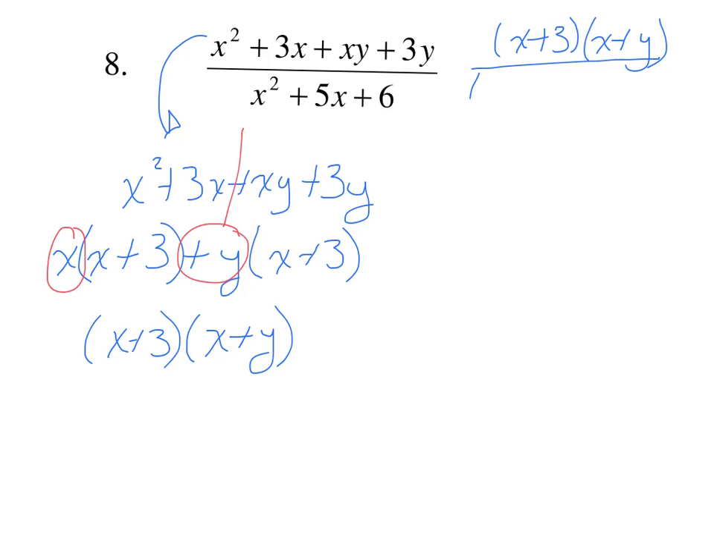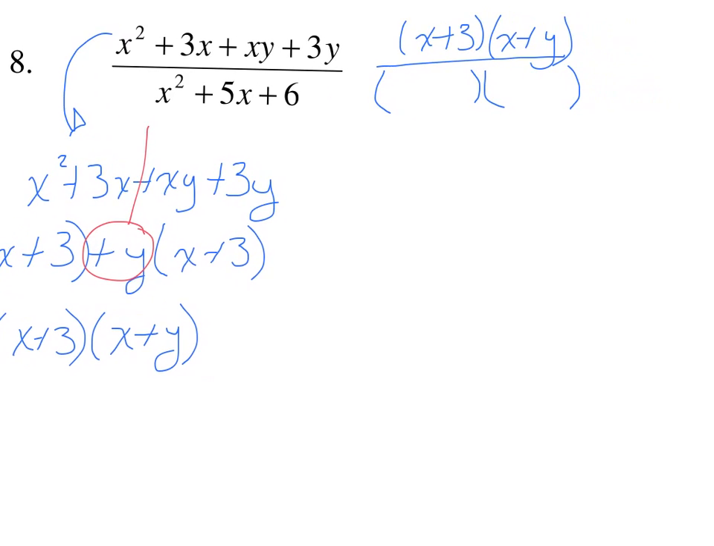The denominator is a standard trinomial, so we should be able to factor it in one step. X squared is x times x. Bring down the first sign. Multiply the two signs for the second sign. Positive times positive is positive. So we're looking for factors of 6 that add to make 5. That would be 3 and 2.